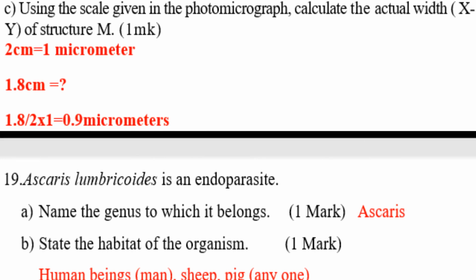Question number 19, Ascaris lumbricoides is an endoparasite. Name the genus to which it belongs. It belongs to Ascaris. State the habitat of the organism. That thing stays in human being, that is man, sheep or pig. It can live in those 3 habitats: human being, sheep and pig.